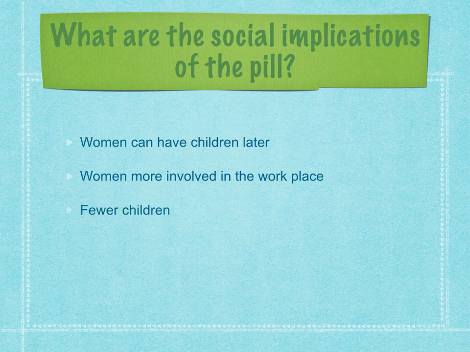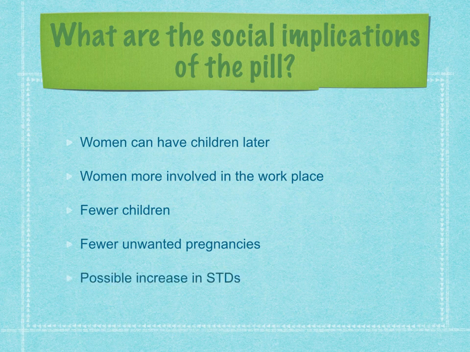Fewer children means that the world population can be limited, so that there's sufficient food and other resources for mankind, and therefore less poverty. Fewer unwanted pregnancies. There is a possible increase in sexually transmitted diseases, STDs. This could be due to greater sexual freedom and promiscuity.